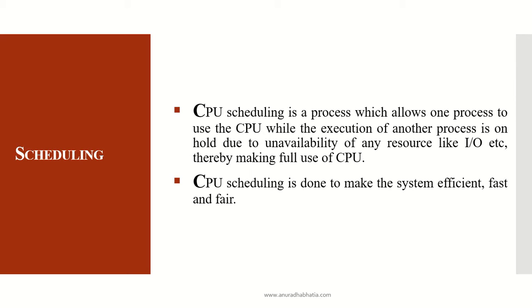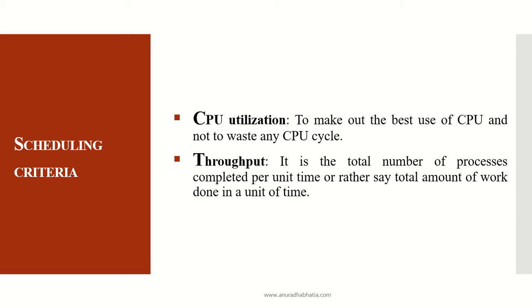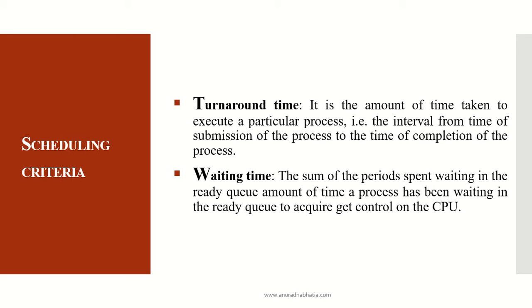CPU scheduling is done to make the system efficient, fast and fair. Now there are a few CPU scheduling criteria that we need to study. The first one is CPU utilization, to make the best use of the CPU and not to waste any CPU cycles. There are CPU cycles and IO cycles which need to be utilized to the best. Throughput is the total number of processes completed per unit time, or rather the total amount of work done in a unit time. These are a few criteria which we need to study.